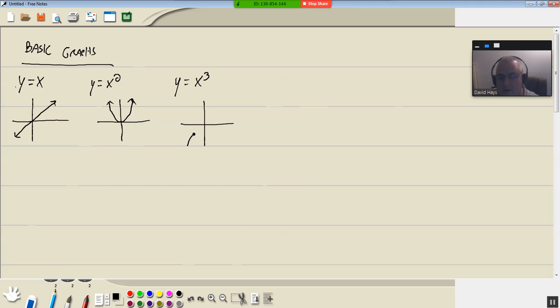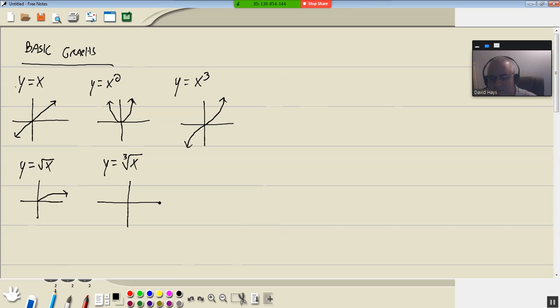Y is equal to x to the third. Looks like this. That way, if you're building a big T-chart, you know when to stop. Y is equal to square root of x. Looks like this. Y is equal to the cube root of x. Looks like that right there. And y is equal to the absolute value of x is our V-shaped graph. And it looks like that right there.